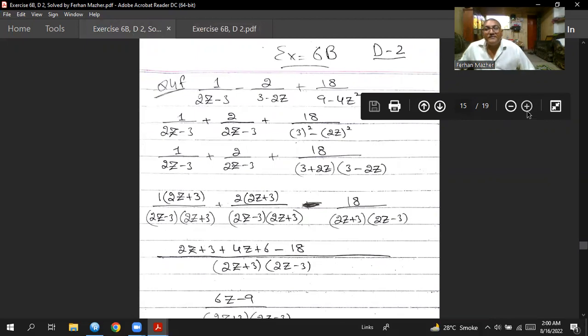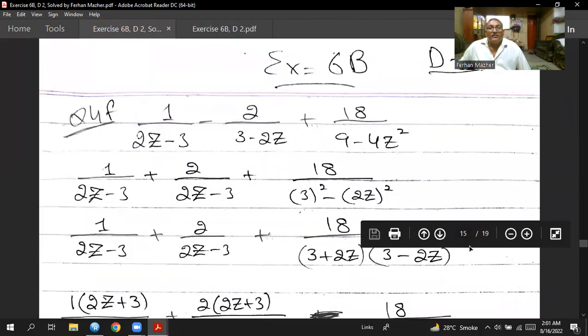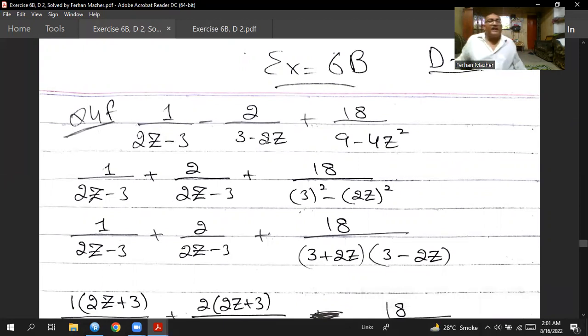So first of all, okay, so what we will do: 1 divided by 2z minus 3, minus 2 divided by 3 minus 2z. So from here, I can take a negative common.